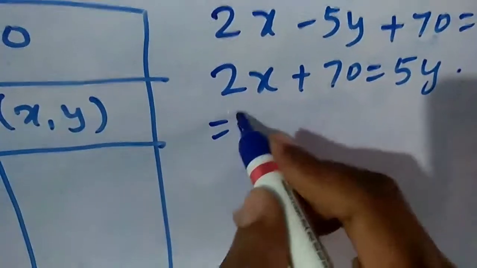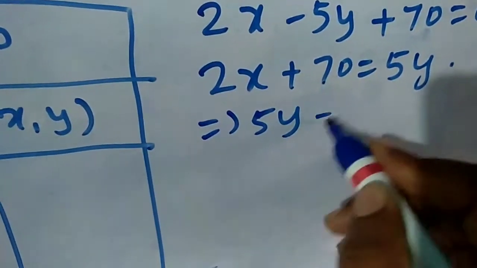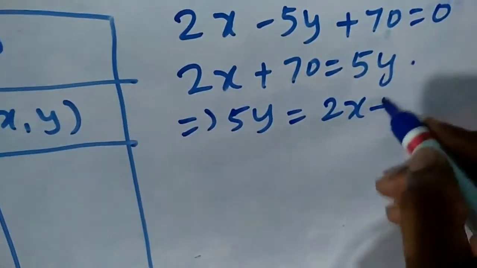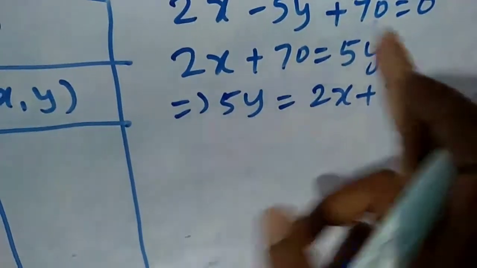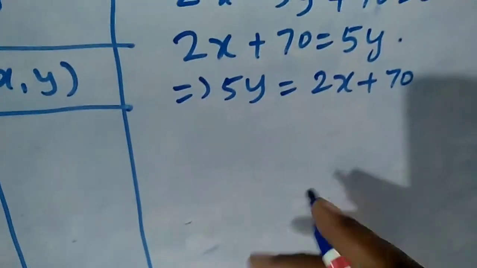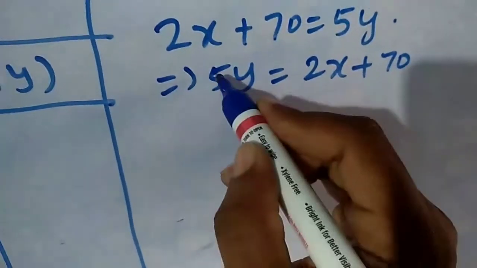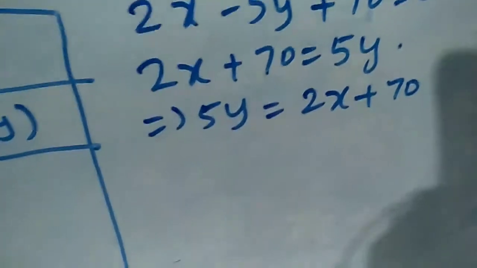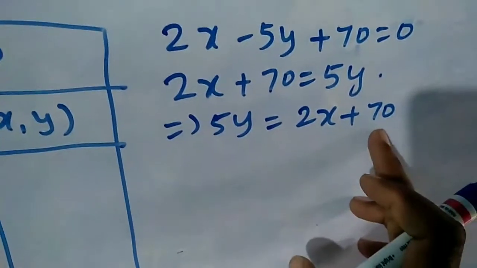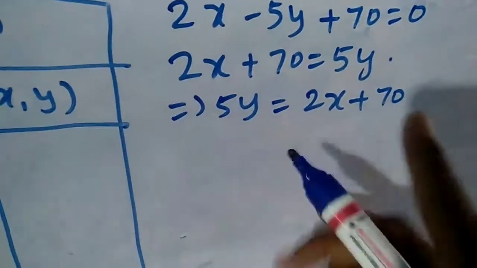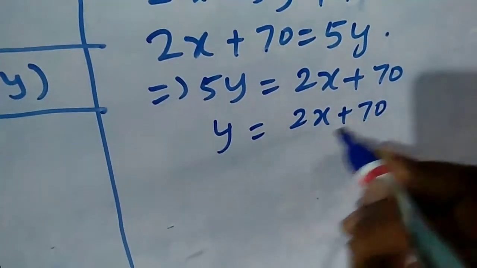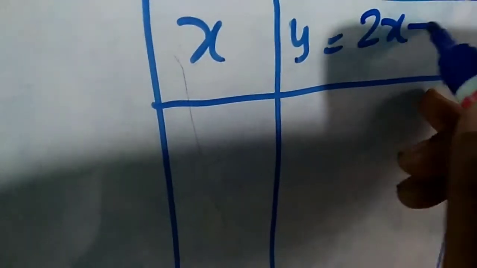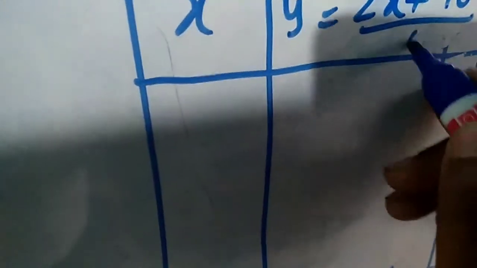So that means it implies 5y is equal to 2x plus 70, because if a is equal to b, then b is equal to a. Okay. Next, transpose 5 to RHS side. 5 is multiplying here. Transposing to RHS means it is dividing. Okay, 2x plus 70 by 5. So here y is equal to 2x plus 70 by 5.